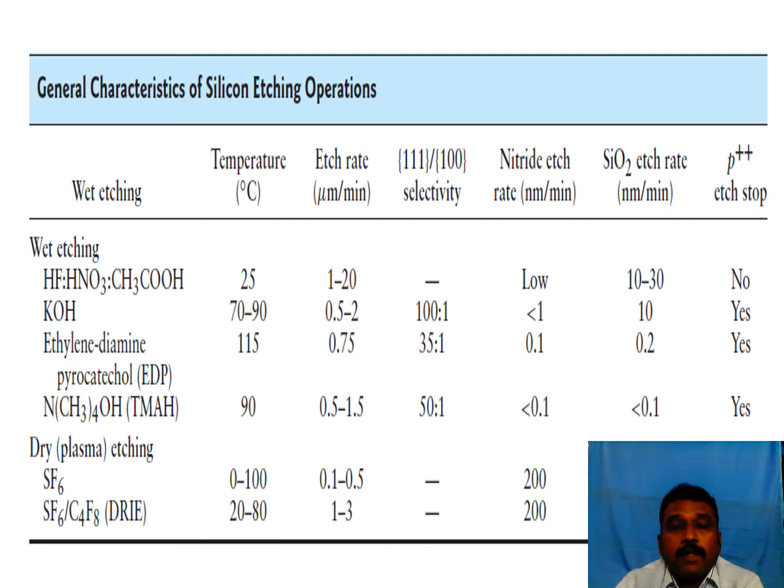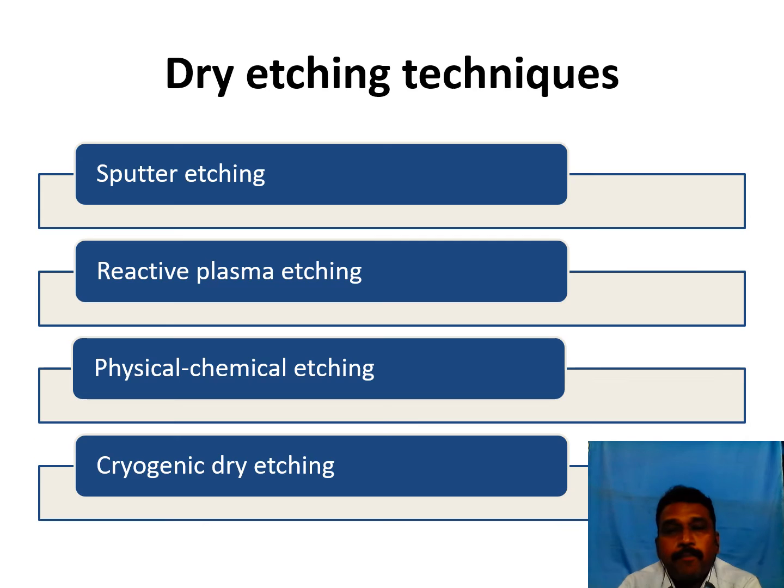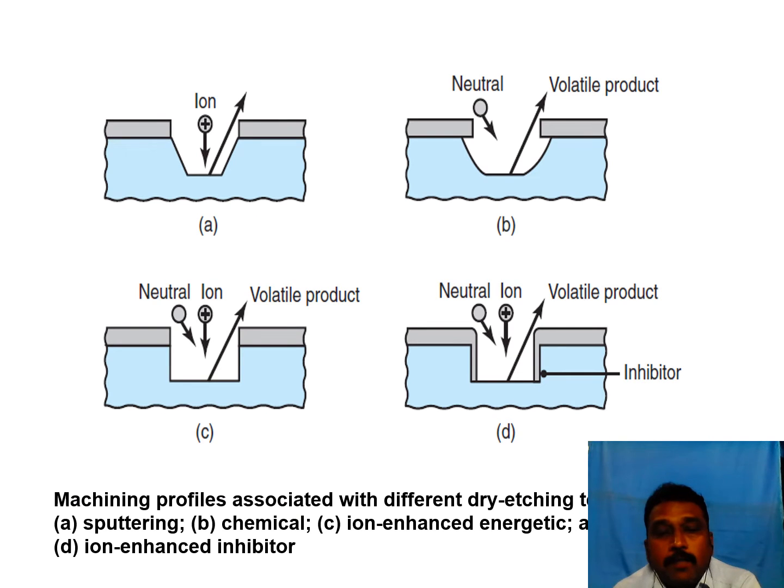You can see the table which I showed you earlier, on how silicon etching is carried out in the wet etching process and the dry etching process. In the presence of the etchant, you can see the etchant potassium hydroxide ethylene diamine, and here you can see the surface, and the temperature, and the etch rate in micrometers per minute. And then what are the dry etching techniques? We use sputter etching, reactive plasma etching, physical chemical etching, and cryogenic dry etching. So these are the different processes.